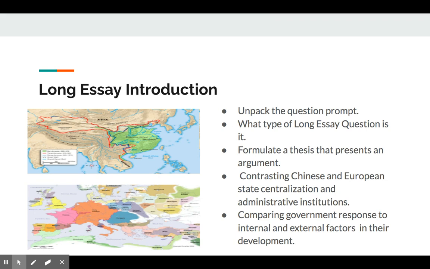And what is the prompt asking you to do? It's asking you to contrast Chinese and European state centralization and administrative institutions as they occurred between 1200 and 1450. And you're also comparing the government response to internal and external factors in the developments of those administrative institutions and the centralization of the states.